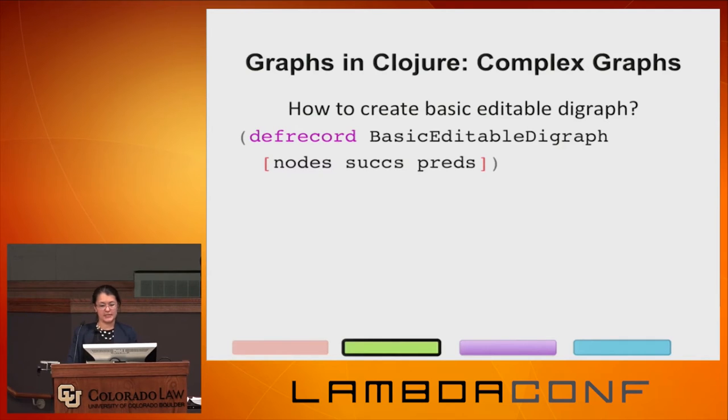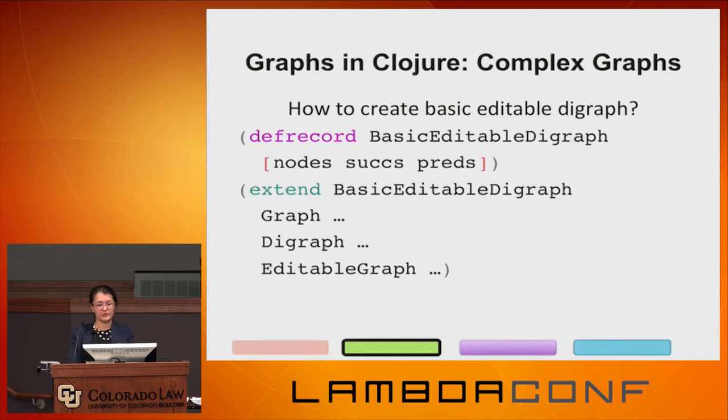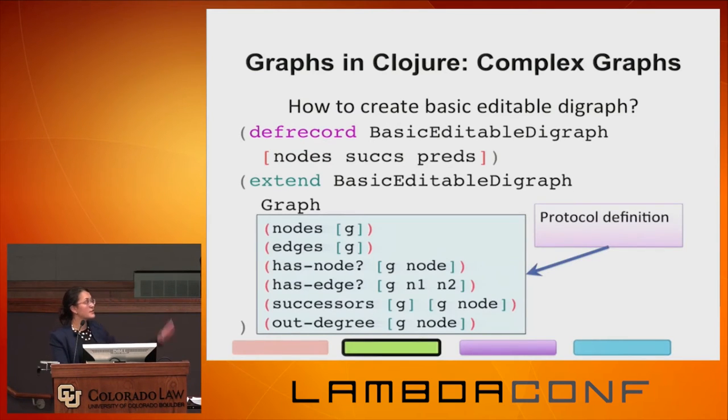Now, what you see here is extend basic editable digraph. So this is not a single form for inheritance like you would do in Java. This is just a pattern for specifying implementation for those protocols. So it would implement three protocols: graph, digraph, and editable graph. And remember the graph is all of these functions, and this is just a protocol definition. This is not actually valid code.